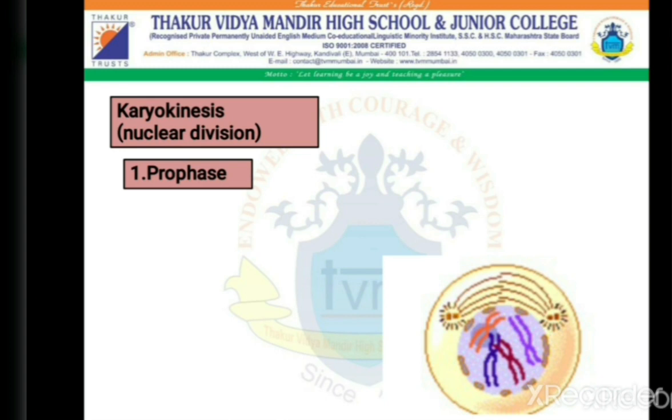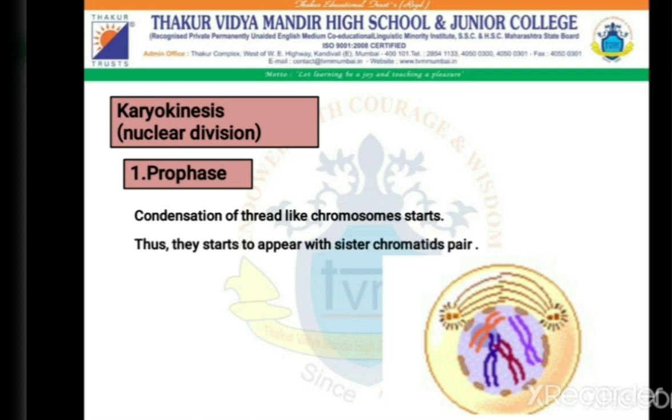Now, what happens basically in prophase is the condensation of thread-like structure starts. That is, the condensation of thread-like chromosomes starts in this phase. Due to this, they start to appear with sister chromatids.